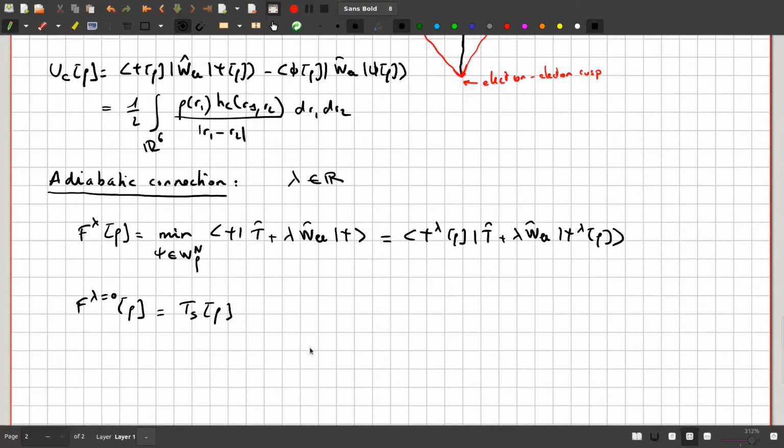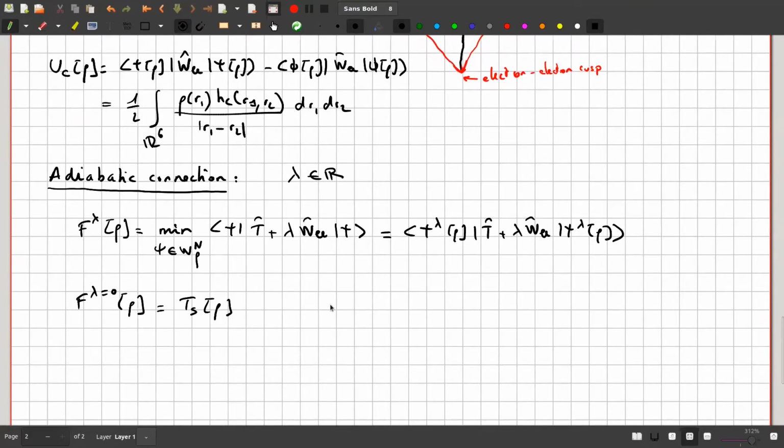Now, the opposite limit is when you take lambda equals 1, then of course you recover the usual f of rho. Okay. So in fact, this lambda defines an adiabatic connection between these two limits. It goes from the Kohn-Sham system, basically, to the true system.